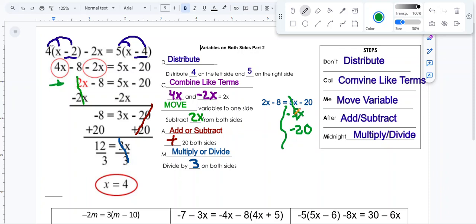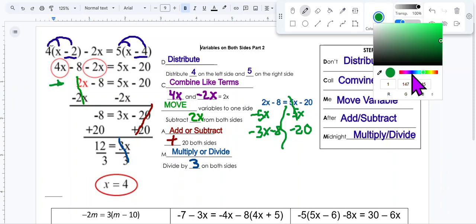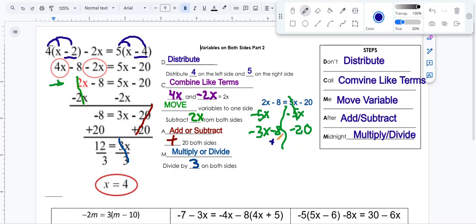So whatever I do to one side, when I do the opposite of something, I have to do the same thing to the opposite side. So 2x minus 5x will get me negative 3x. And then I still have this minus 8. So I'm going to bring that minus 8 down. All right, so then I would go on and keep doing my next steps, right? My next step after move variable is add or subtract. So I would do plus 8 to both sides. And that leaves me with negative 3x equals negative 12, because negative 20 plus 8 is negative 12.